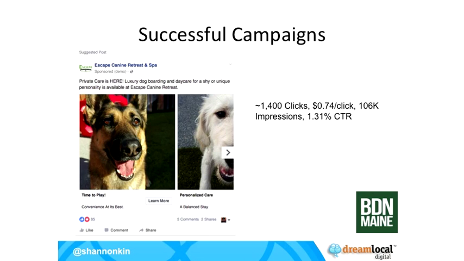Dogs. People like dogs, right? It's not just about cat videos. People like dogs. This one here is a canine retreat and spa that we're working with. And this one is just under 74 cents per click, which is actually not bad. Like, that's not bad when you're looking at what you're trying to get from a return on investment, and a solid click-through rate. How many of you are using Facebook advertising in what you're doing?